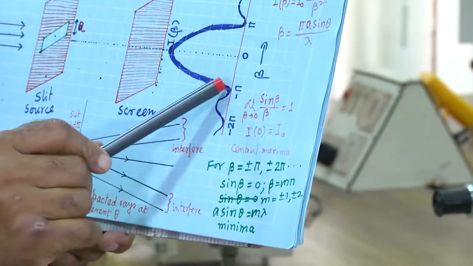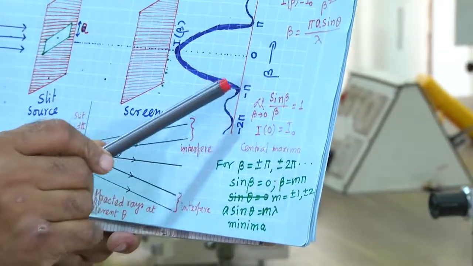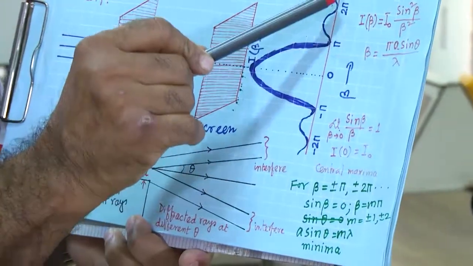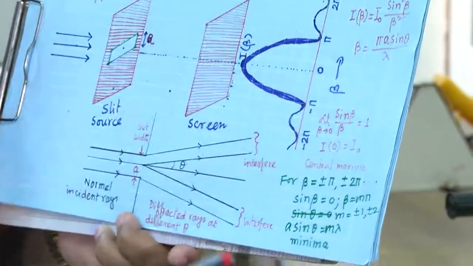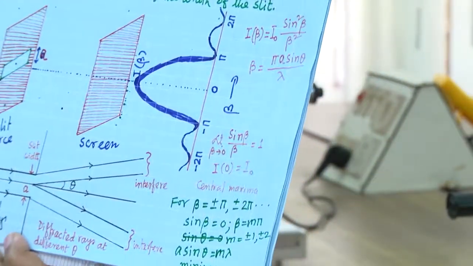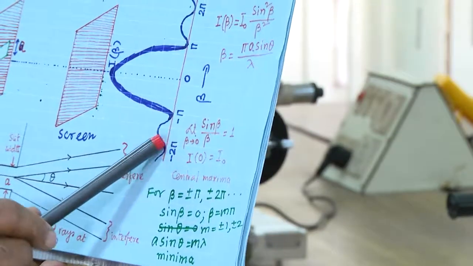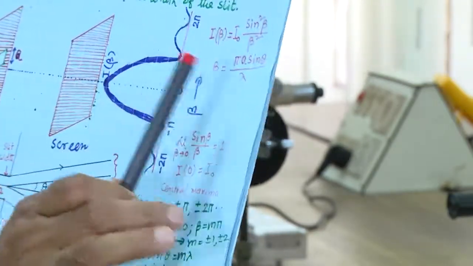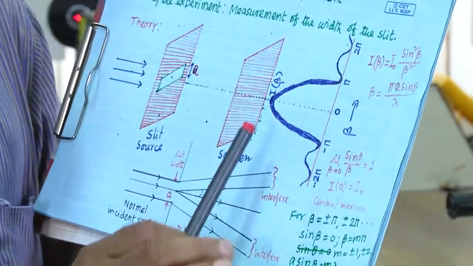What are those diffraction minima? These are minus pi, minus 2 pi, plus 2 pi, etc. That will be the diffraction minima. And diffraction maxima one can also find out, but we will not go into that.